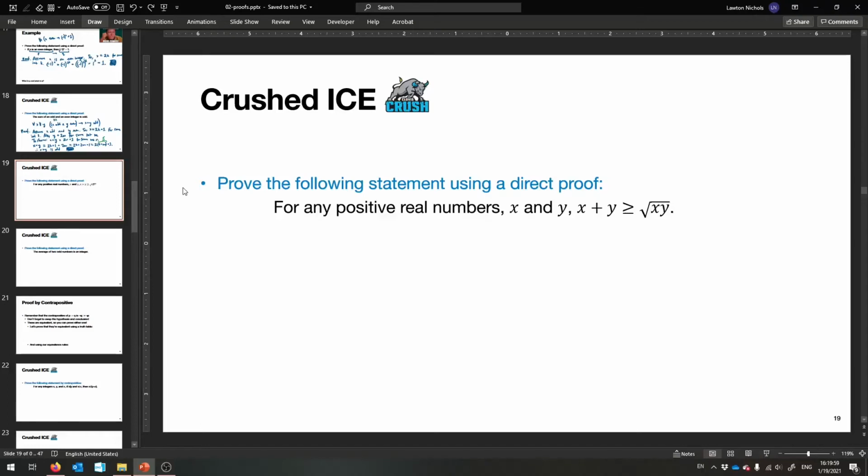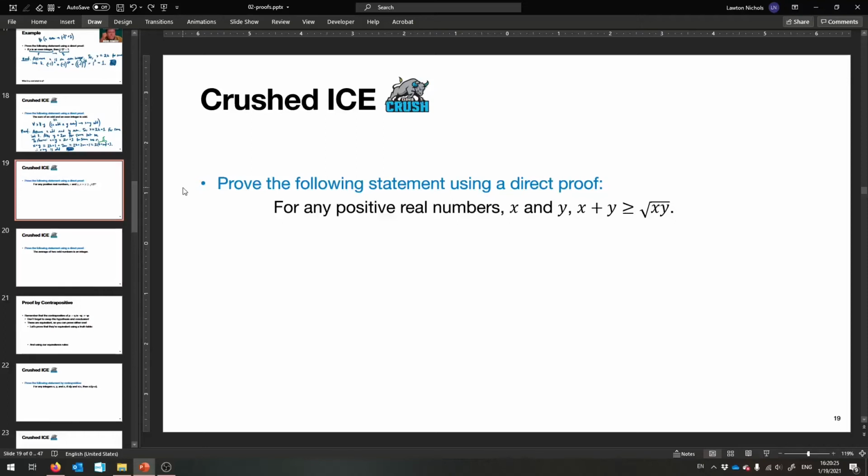Okay. So I want you to prove this statement using a direct proof again. So for any positive real numbers, x and y, x plus y is greater than or equal to the square root of x times y. Okay? So give that a shot. You might want to convert it to math. Maybe you want to go straight to the proof, and you can see the math already without actually writing it. Okay? So, assuming you gave it a shot, let's do it ourselves.